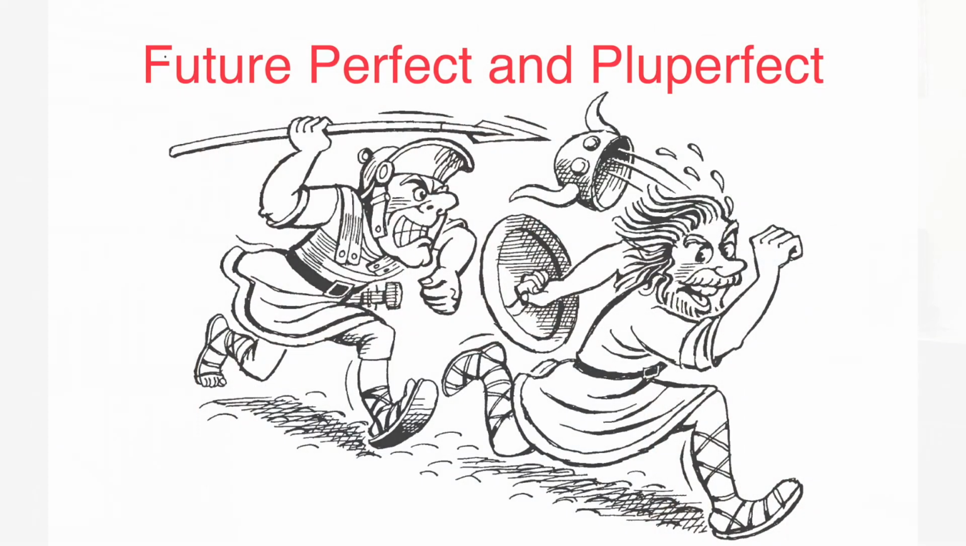Welcome back to So You Really Want to Learn Latin, and today we are going to be nailing the last two tenses, the future perfect tense and the pluperfect. Now the future perfect tense means I will have done something. So I will have loved, I will have read, I will have ruled, that sort of thing.